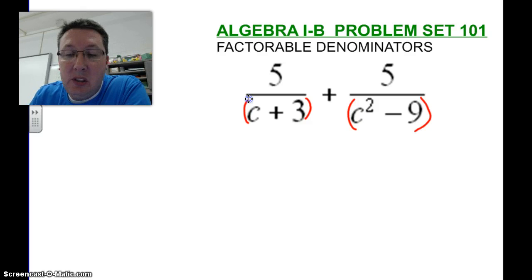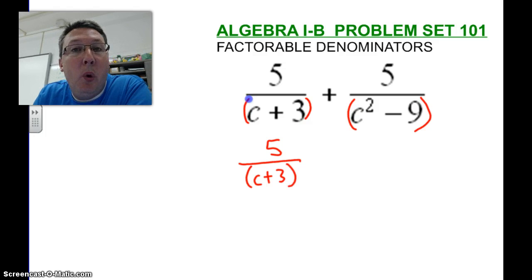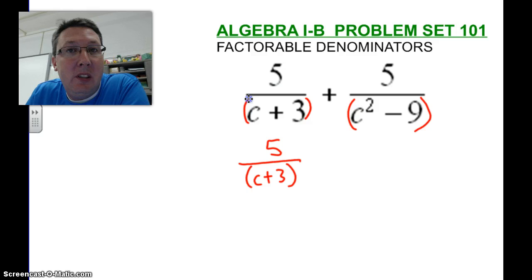Okay, now we're going to look at this first fraction, 5 over c plus 3. The first thing I need to do is see if c plus 3 can break down any further. C plus 3, it's not c squared, and there's no common factor there. So c plus 3, I can't do anything else to that. So that fraction is going to stay just like it is. It's important, though, that that c plus 3 is in parentheses.